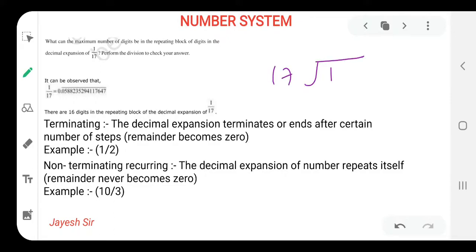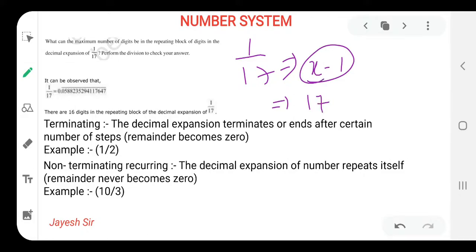And why I am not performing it is because I know the short trick for that, and I am going to explain and share it with you. For the maximum number of digits, the formula is x minus 1, that is, the denominator minus 1. The denominator is 17, minus 1, that means 16 is the maximum number we are going to obtain.